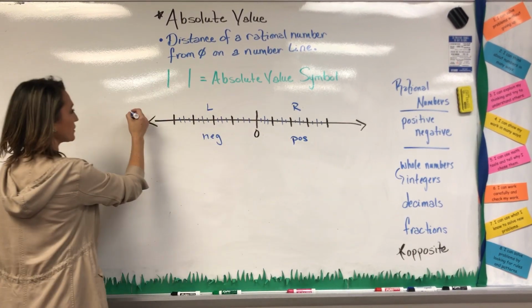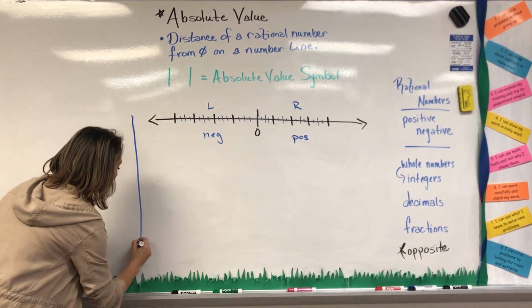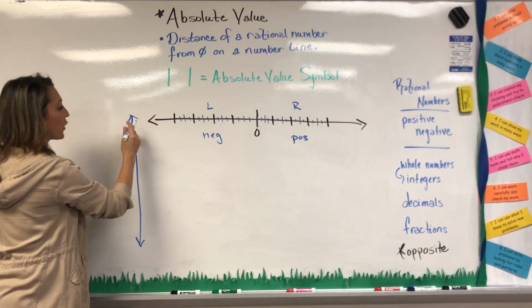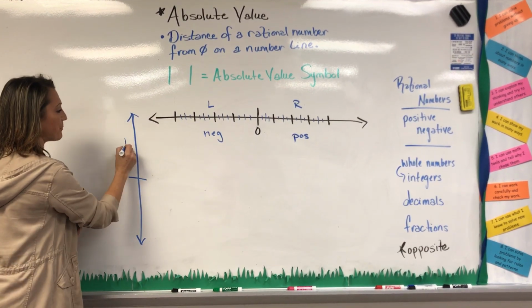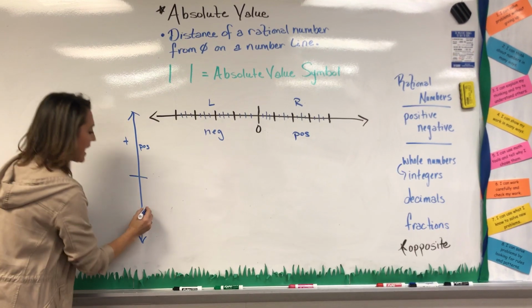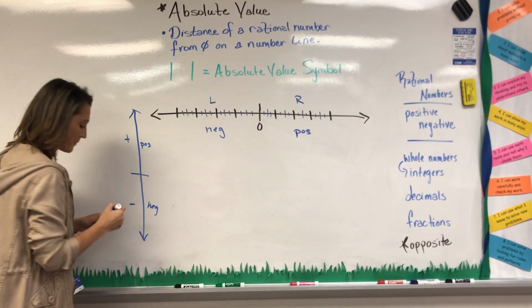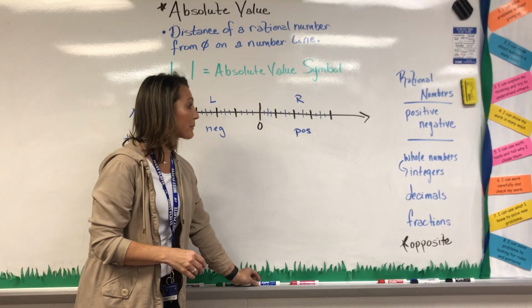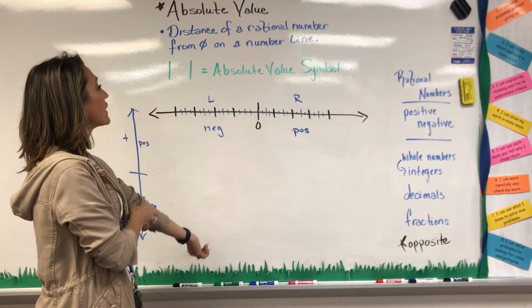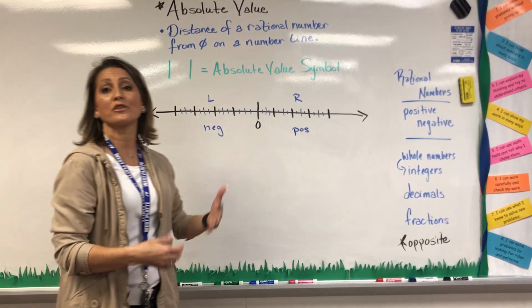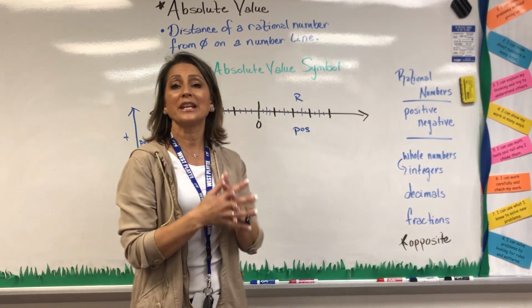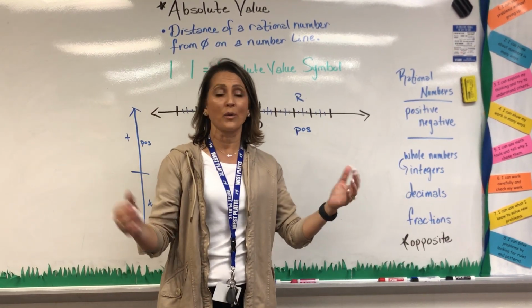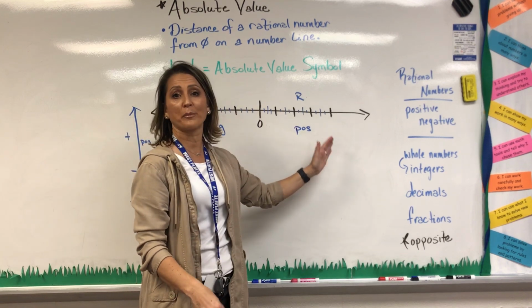And don't forget, I also mentioned that is the same thought and process that we do for a vertical number line. We would have positives up here and negatives down below. So today, when we're thinking about absolute value in our rational numbers on the number line, absolute value simply tells a student that the distance from 0 is where that rational number falls.